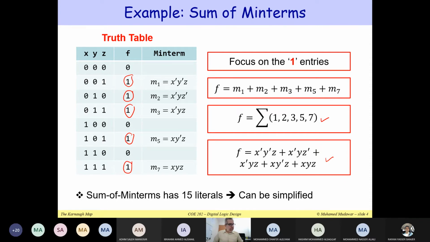But this expression here is not minimized. 15 literals, it means that the circuit will be large. So the question is, can we simplify this? Of course, we can simplify it. And if we can simplify it, we can reduce the cost of the circuit. That's really the purpose of minimizing the algebraic expression of a function.